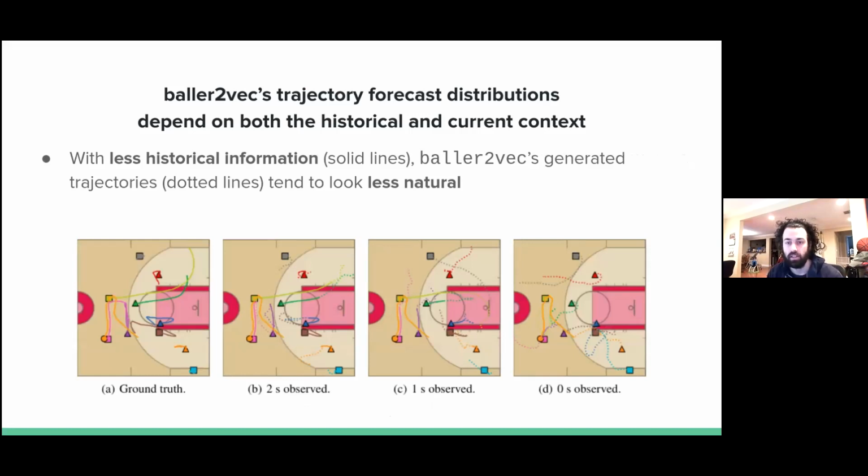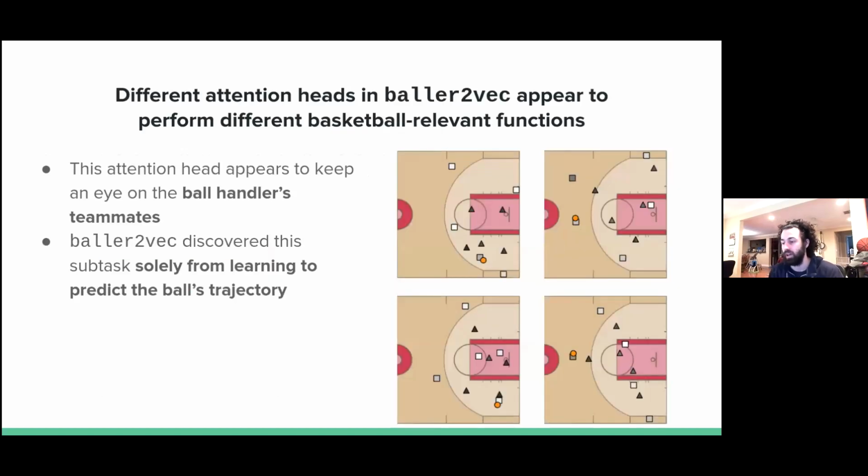This is basically making the same point, but we can generate trajectories iteratively. On the left-hand side here, you have the ground truth trajectories for a sequence. And on the right, we have generated trajectories given different amounts of ground truth historical information. What you can see is when the model has more historical information, the generated trajectories look more natural and more accurate. But when the model has no historical information, the generated trajectories aren't super natural.